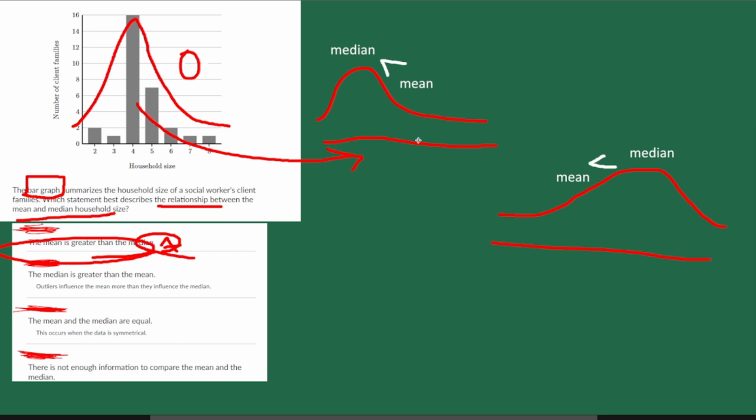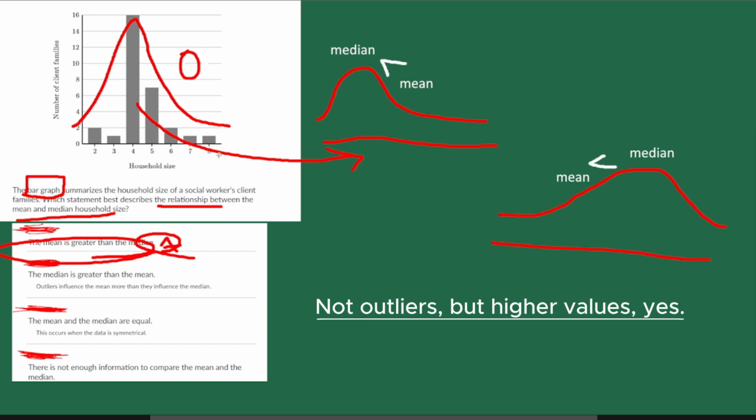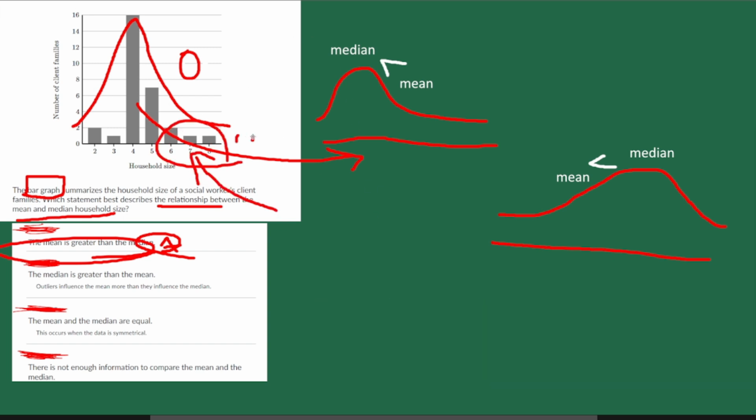The median is sort of resistant to the outliers that are right here. The median is not really going to change if I keep adding stuff here, but the mean is definitely going to get a little higher. So it makes sense that the mean ends up being higher, and this is always the case.